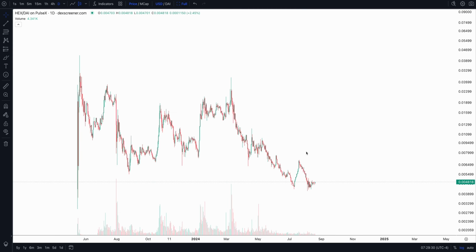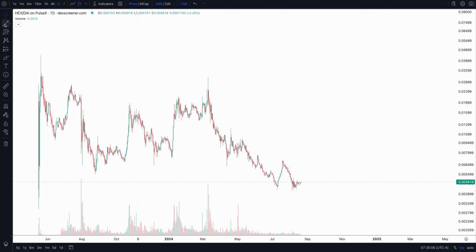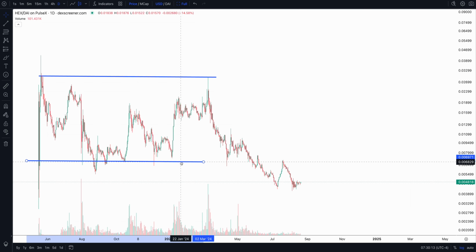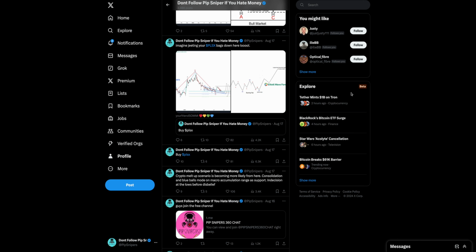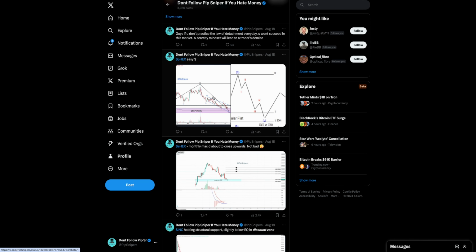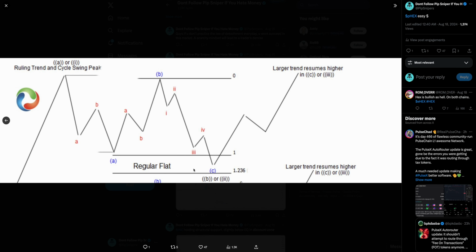Let's take a look even at PHEX, right? We see that this is possible Wyckoff accumulation here in the form of a flat pattern. So going back to my Twitter here, we can see that PHEX is just doing this pattern. You guys see this? Where the C wave slightly sweeps this A wave low, but the B wave fails to make a new all-time high.